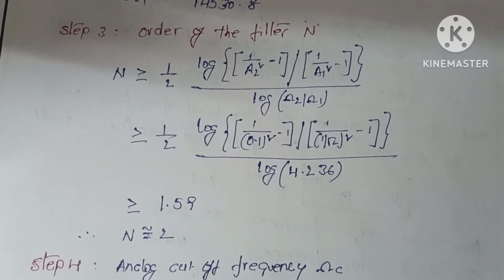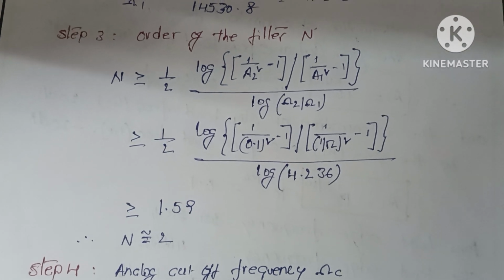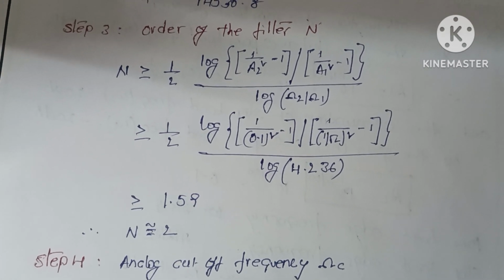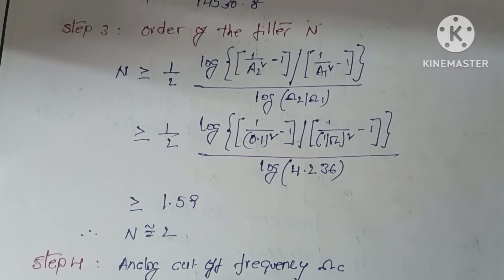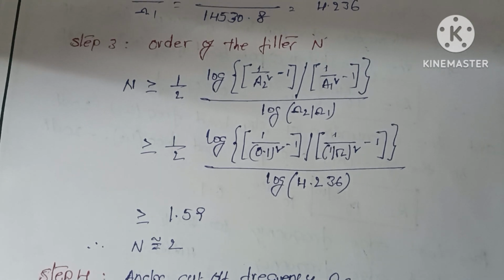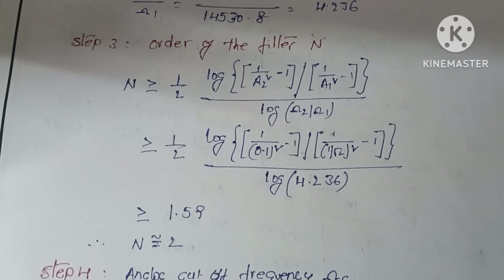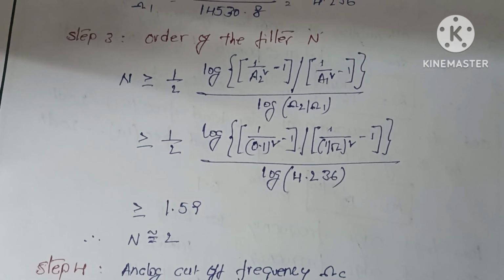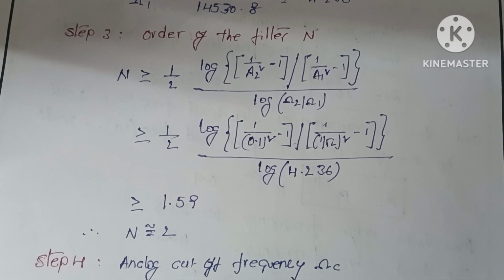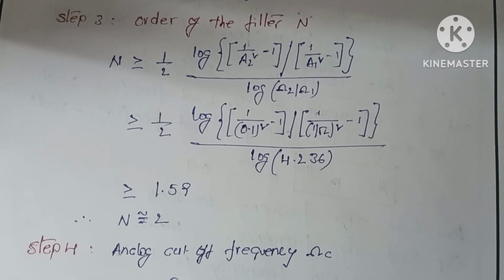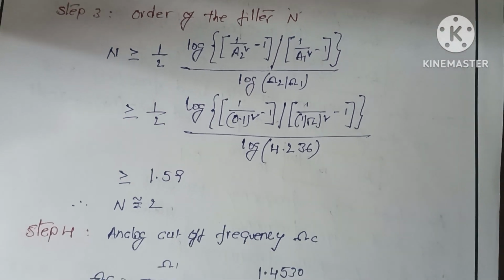As all of you know, as per the procedure, we have to choose the value of n such that it should be greater than or equal to the value we obtained. So here we obtained the value 1.59. So we have to choose the nearest higher value or equal to 1.59, which is approximately 2. So let us choose the order of the filter n equal to 2, which is an even number.